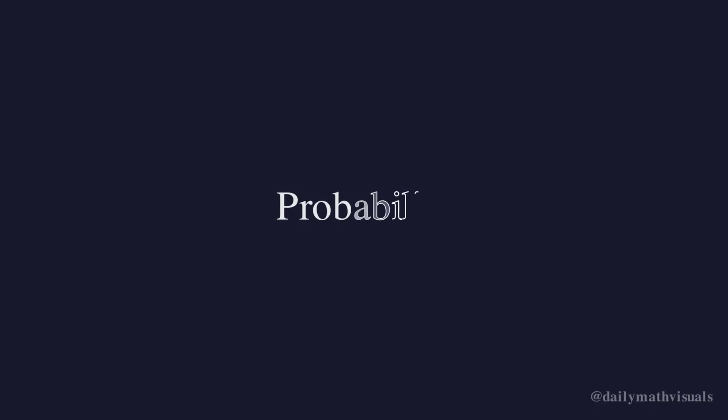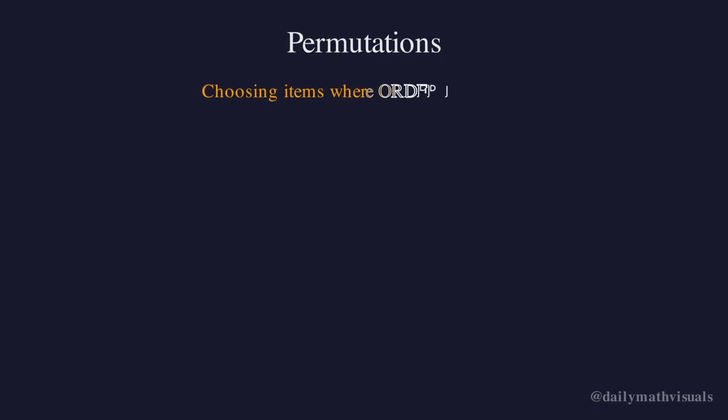Let's start with probability, the mathematics of chance. Factorials are absolutely essential here. They're the building blocks for calculating odds, for understanding how likely or unlikely events really are. First, let's talk about permutations. This is when you're selecting some items from a larger group, and the order you select them matters.